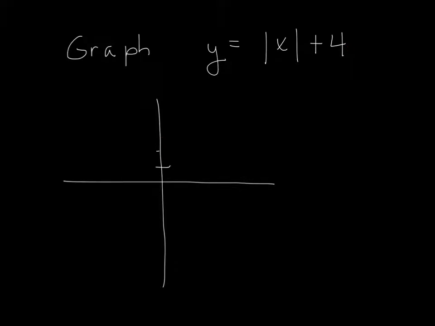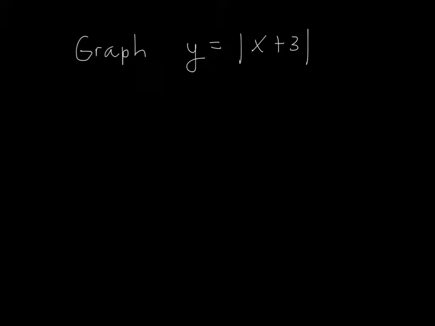So we just go 1, 2, 3, 4. We put a point there. That becomes the vertex of the new graph. And then to be a little more detailed, we're going to go up 1 over 1, and then we're going to go up 1 over 1 the other way to make our V. We don't need any more points than that. It's a V. It's just 2 lines basically. So there's one line, there's the other line, and we're done.